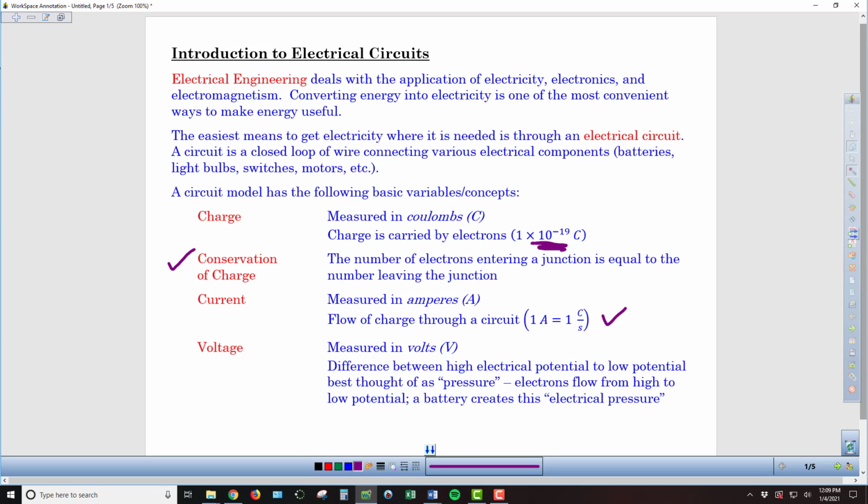Voltage is a measure of the difference between areas of low potential and high potential. So a battery or some sort of power source is going to provide voltage, which is going to drive the flow of electrons through the circuit. You can think of it as kind of like a pressure, like water pressure in a hose, something like that. And so electrons flow from a high potential to an area of low potential. The battery or other voltage source creates this pressure.